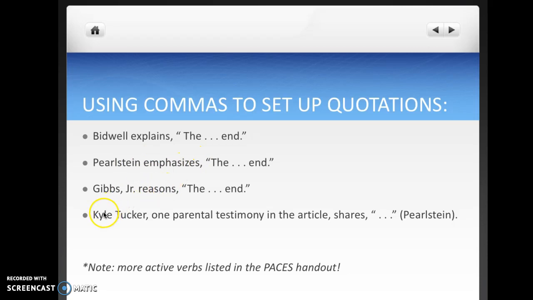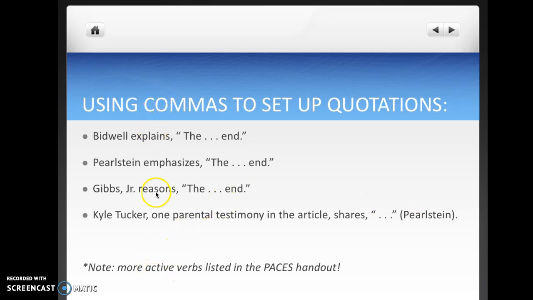And then here I have one really long one where you can see that we're giving credit to the primary source in the article, Kyle Tucker. "Kyle Tucker, one parental testimony in the article, shares," and then I cite the secondary source, which is the author, at the very end in parentheses like this, if I'm trying to do proper MLA style.